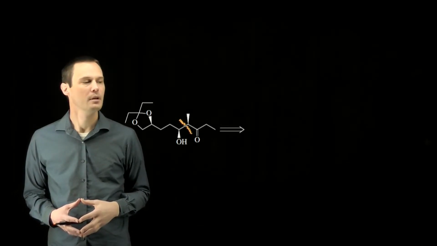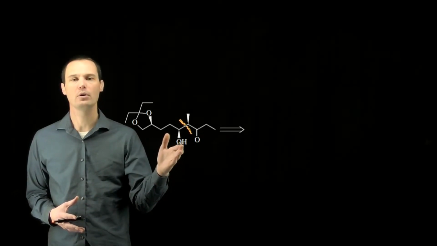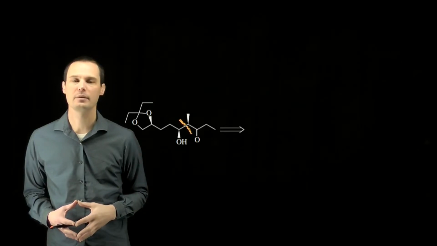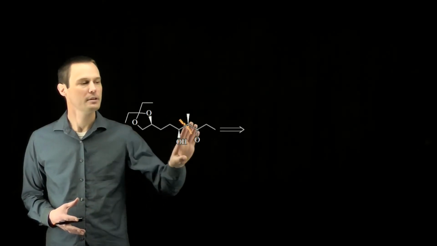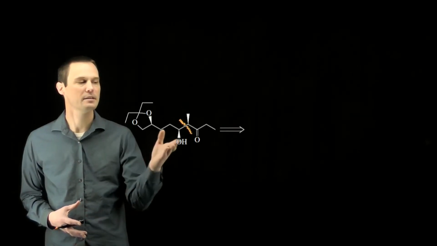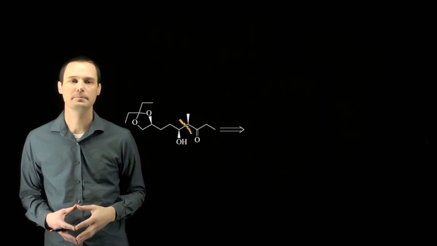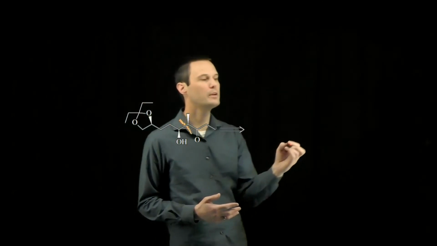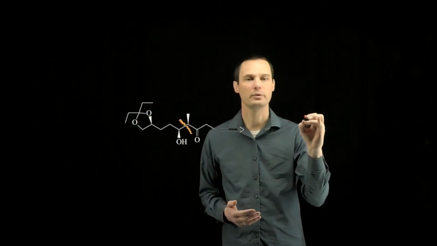aldol reaction. It also means that the side that is the alcohol used to be the electrophile side, the side that was being attacked by the enolate. And it means that the side with the carbonyl used to be the nucleophile side. It used to be the enolate that attacked the aldehyde to form the alcohol. That allows us to determine the starting material and reagents for this reaction.